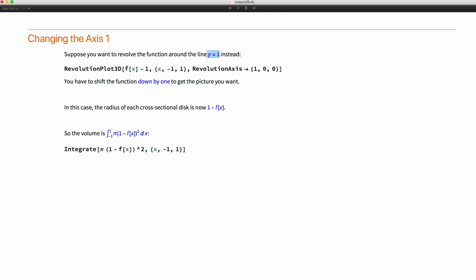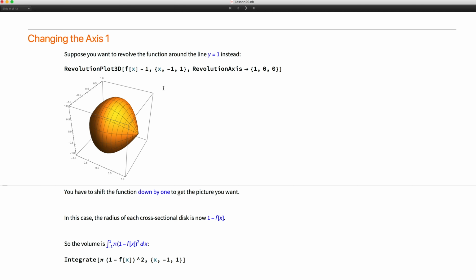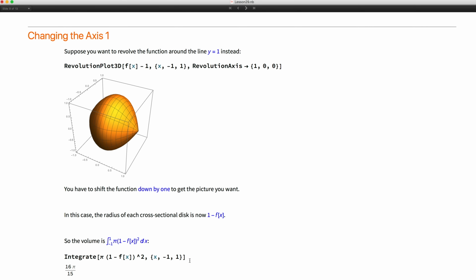in which case you just subtract off 1, because if you look at the volume over here, you see that you actually have different radii depending upon where you are. So basically shift down the function by 1 to get the correct picture. And then the radius of each cross-section is 1 minus f of x, so you can work out the volume as the integral of pi times (1 minus f of x) the whole squared, between the correct limits.